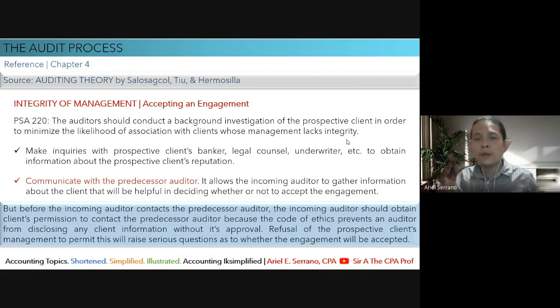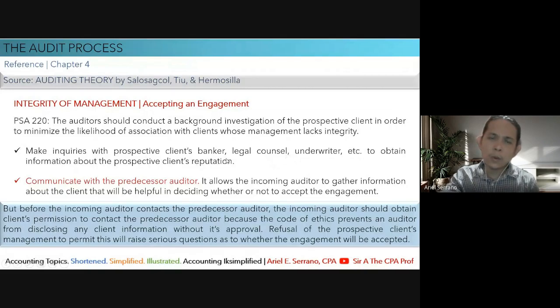Kaya nga yung public confidence, So what do we do if we are the auditor? How do we conduct a background check as to the integrity of management? Eto pwede tayo mag-conduct ng mga inquiries with prospective clients, banker, legal counsel, underwriter, at iba pa, to obtain information about the prospective client's reputation.